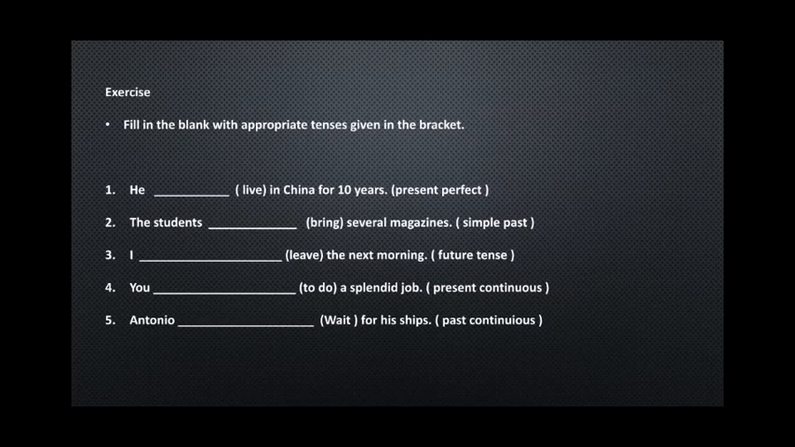Okay, children, we have now completed with the explanation. Let's do some exercise. Fill in the blank with appropriate tenses given in the bracket. First sentence, he dash live in China for 10 years. So here we have to add a word in live with present perfect tense.